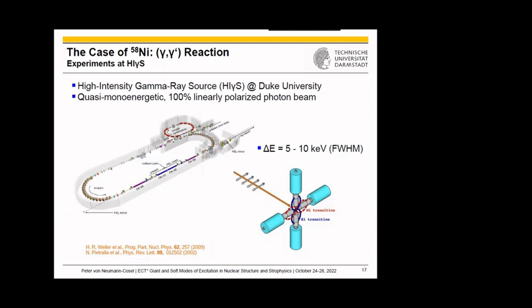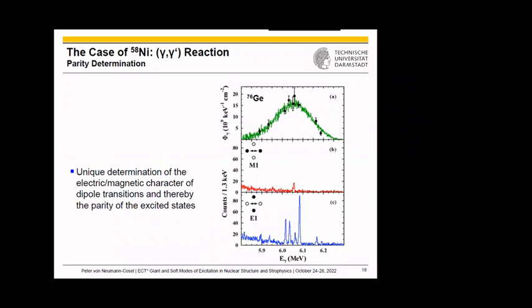I just want to remind you that this laser Compton backscattering process produces a 100% transversely polarized photon beam. And then it's very easy to determine the parity of the excited state or the multipolarity of the transition by simply measuring in the plane of the polarization or vertical to it. Then that tells you what is M1 and what is E1. And this is just one example I took out of the vast literature, that you can really determine that very well.